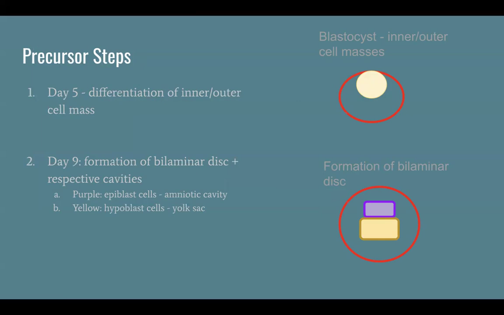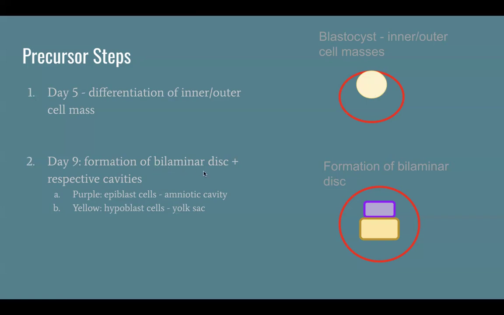So let's start from the basics, right? You have an egg, your oocyte or your ovum, and your sperm cell, which will merge together to form a zygote, a fertilized embryo, right? So basically what happens is that embryo, that zygote, will differentiate into the inner cell mass and your outer cell mass, right? So your inner cell mass will, on day 9, differentiate into the bilaminar disc.